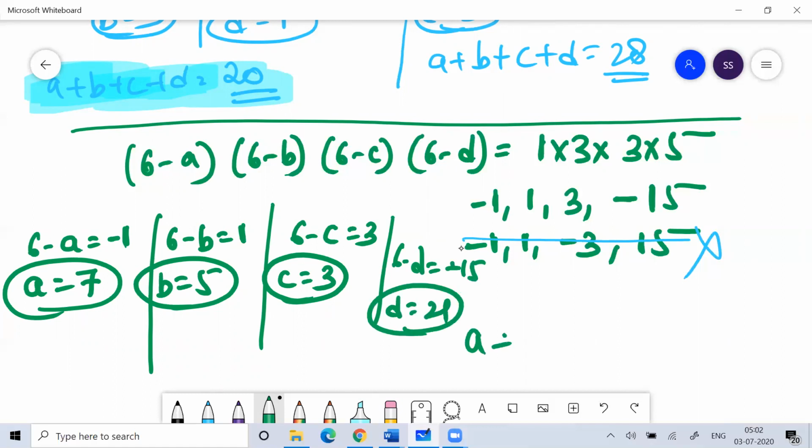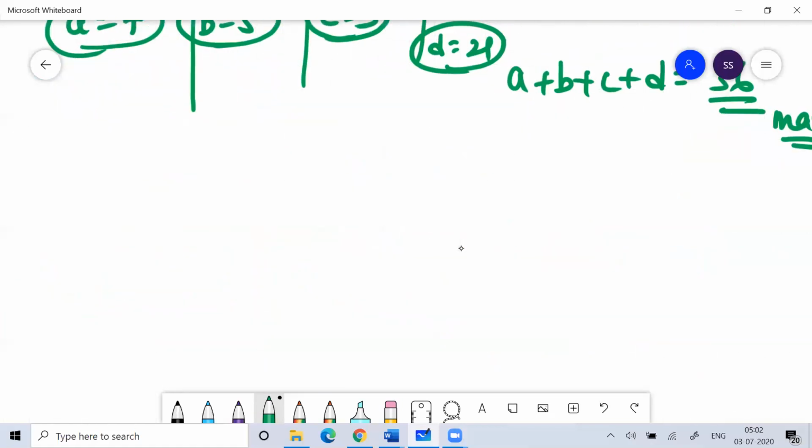So what is a plus b plus c plus d? The value you got is 12 plus 15 plus 21, that is 36. This is the maximum sum you can get. So this is a question where we need to use a pure trial and error method only to get the answer. There's no other way of getting the answer for these kinds of problems.